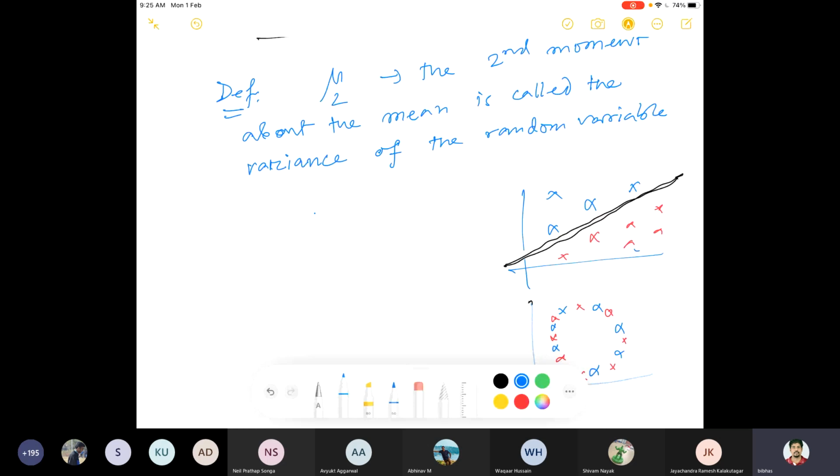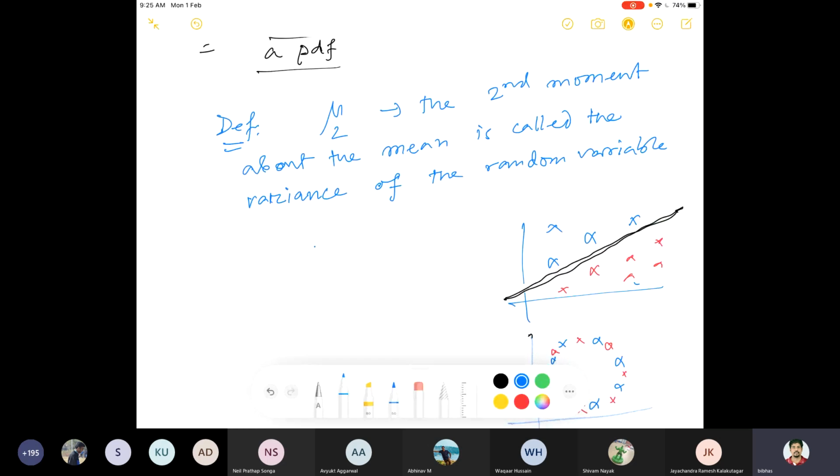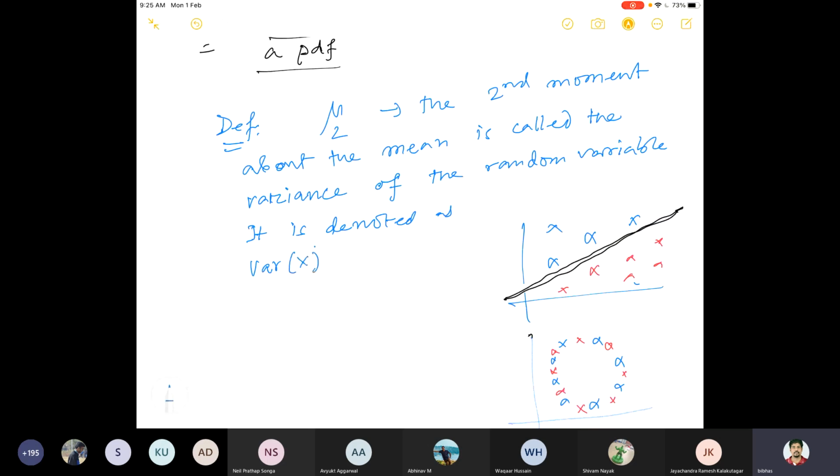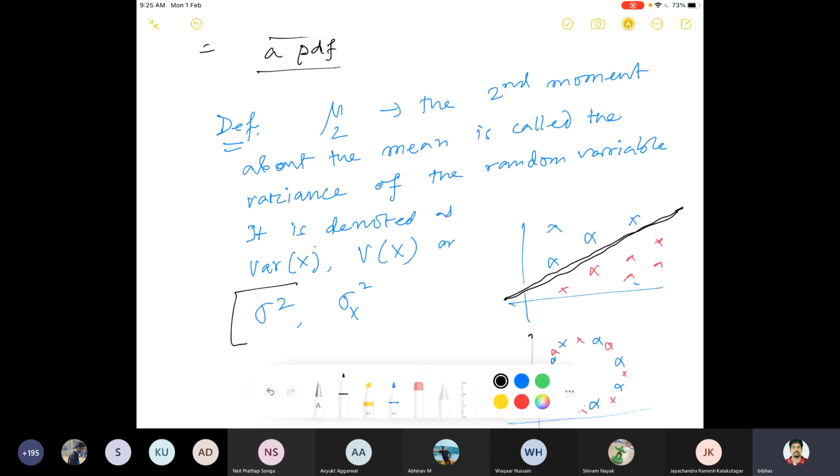Let me first say that the second moment about the mean is a very, very important quantity, and it is called the variance of the random variable. If the random variable is X, then it is denoted as variance of X, or V of X, or sigma square, or sigma square X. In general, we'll consider this notation, sigma square, for the variance. And I'll tell you why this is important. But before that, let me say a square root, the positive square root of variance.